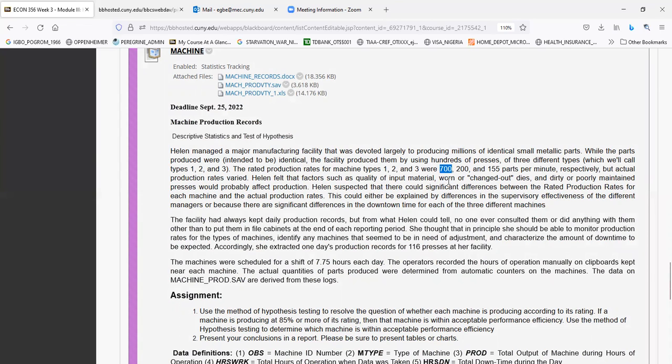Okay, and machine number 2 is designed to produce 200 units a day, or per minute, not per day, per minute. Machine number 3 is designed to produce 500 parts per minute. You get it? Yes, I understand, Professor. Very, very good.